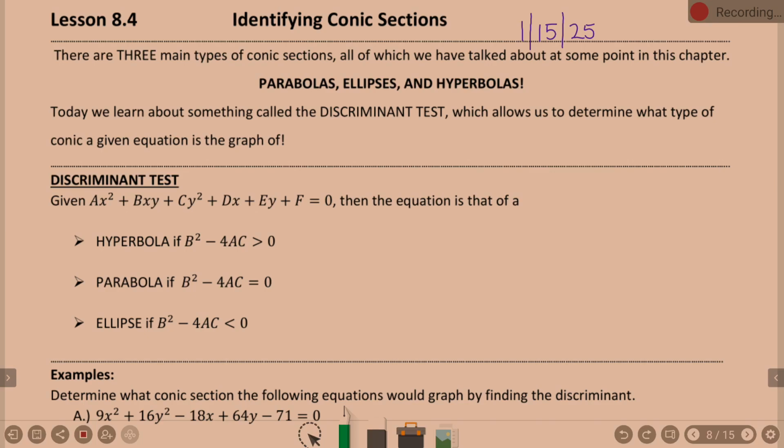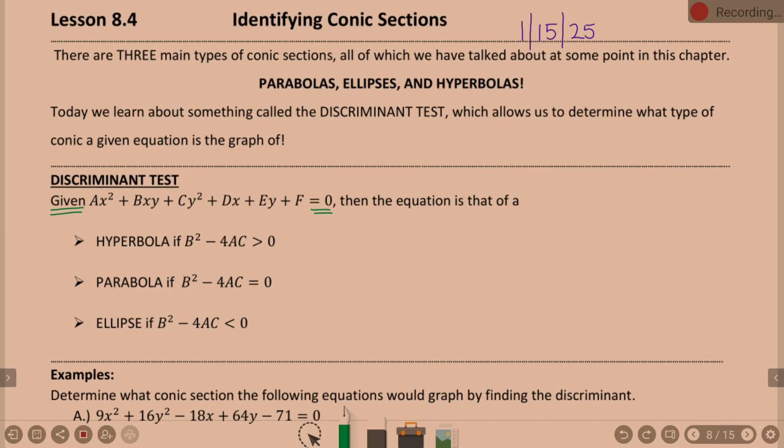So 3 main types of conics, which we've already talked about: parabolas, ellipses, hyperbolas. The discriminant test allows us to determine what type of conic is given by looking at these crazy equations. Now, here's what you need to be familiar with. Given this standard form, ax squared plus bxy plus cy squared plus dx plus ey plus f, and note it has to equal 0. So you've got your a, b, c, d, e, and f, which are the coefficients of each of those various terms.